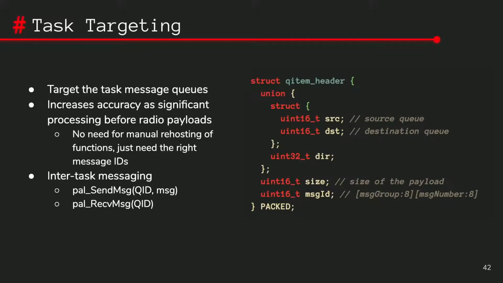We reverse engineered the messages and queues that were used to send data between tasks, and we would just call send message to target a task. On the right is the header of the queue items that would be sent. Very simple: source and destination queues, a size, and a message ID.